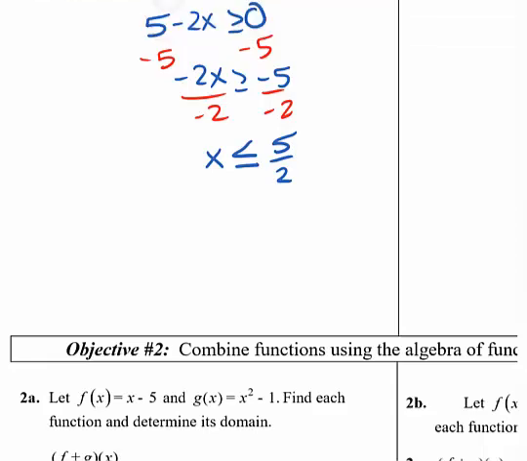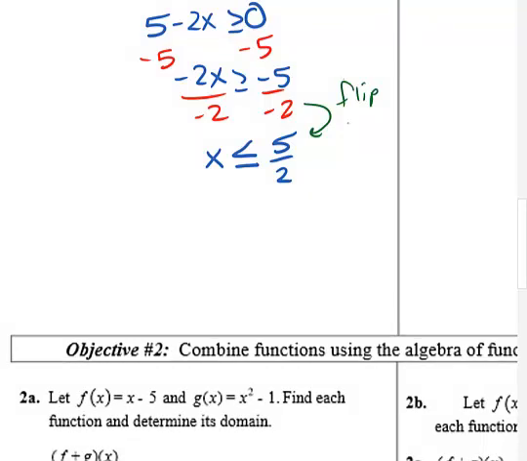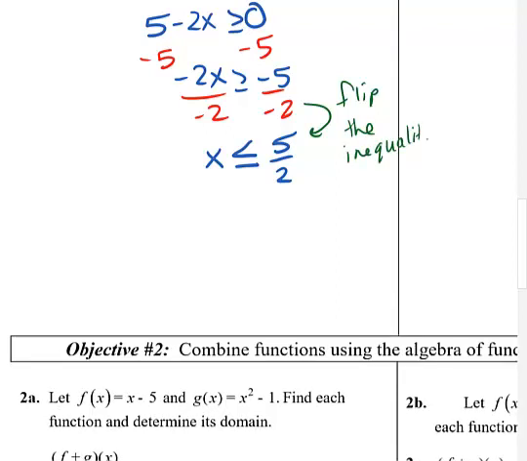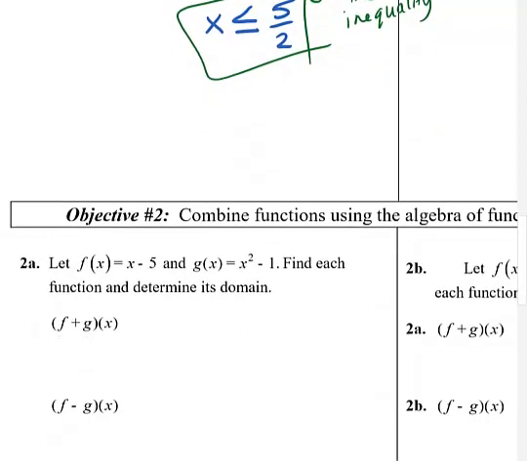So that's one thing to point out. Flip the inequality. This is something from first semester, first year algebra, so if you've forgotten, don't worry, it's been a while. Flip the inequality, and that's because you multiplied or divided by a negative number when you were solving. So this is our answer. This is what we want as our domain.